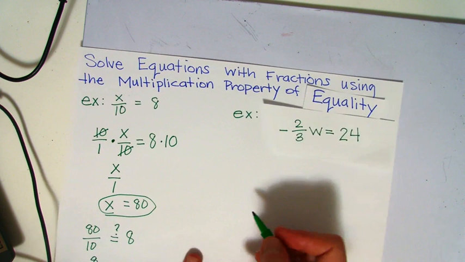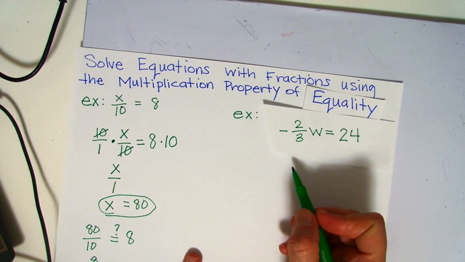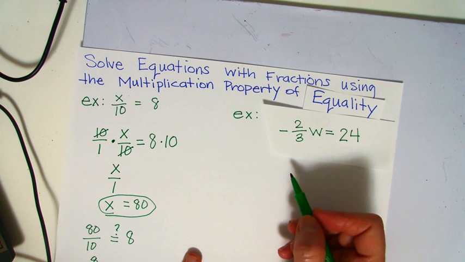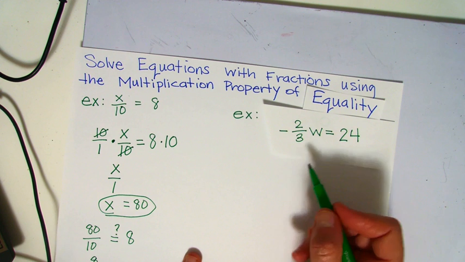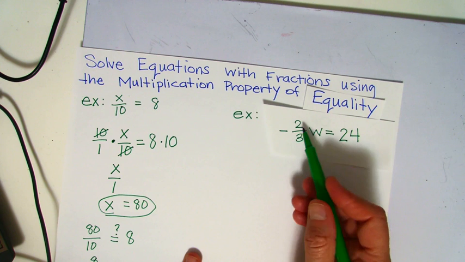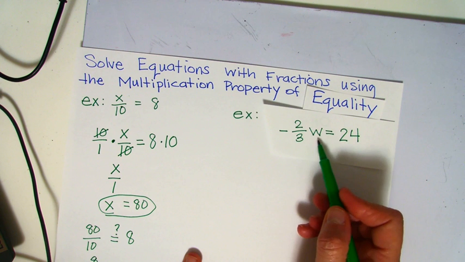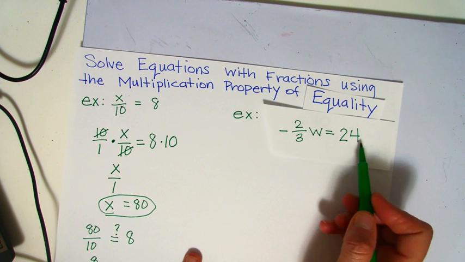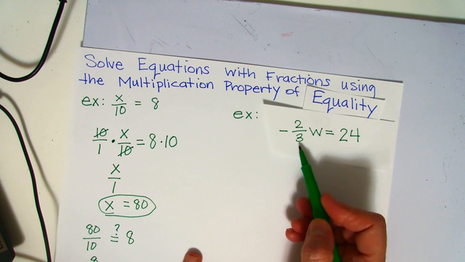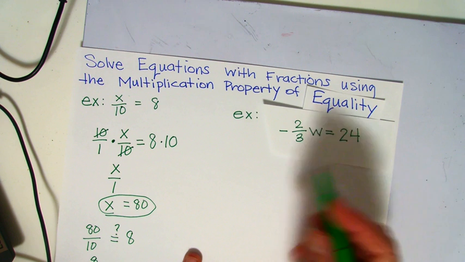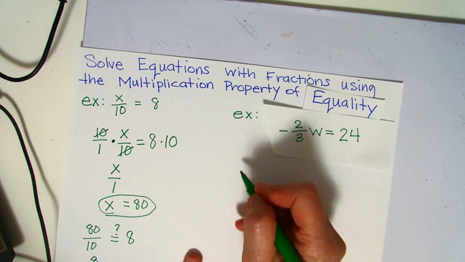In the second problem, we saw something like this when we talked about the division property of equality. But I wanted to show you another way to solve this problem, using the multiplication property of equality. In this problem, we have negative 2/3 times w equals 24. We can multiply both sides by the reciprocal of negative 2/3. So it's going to look like this.